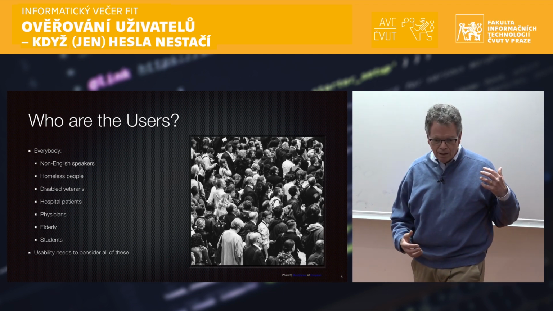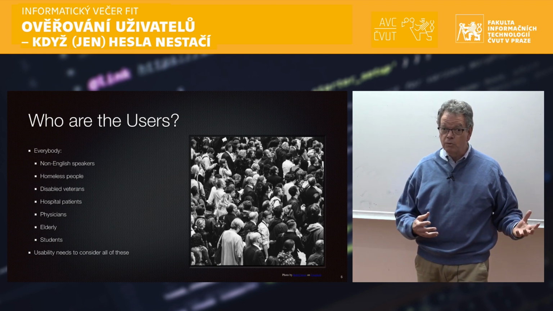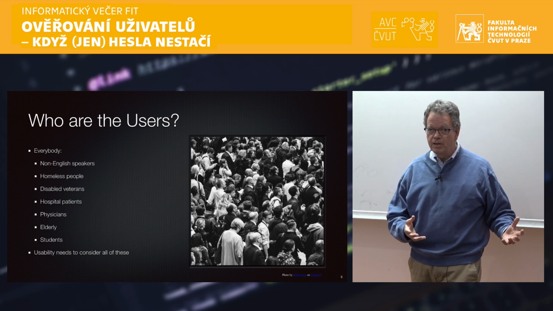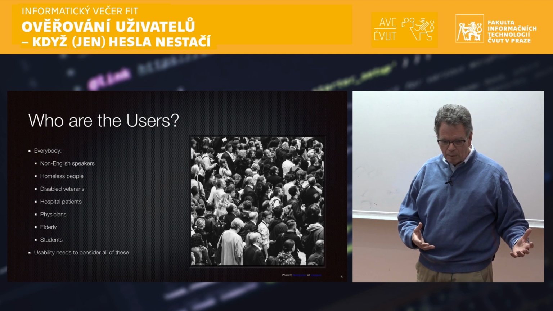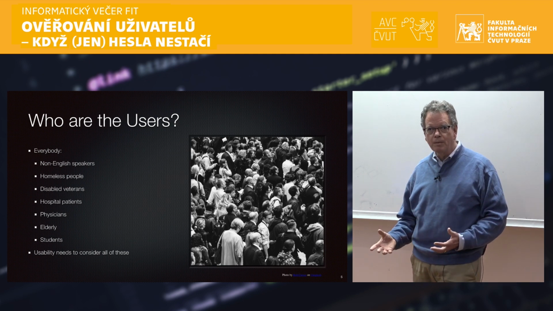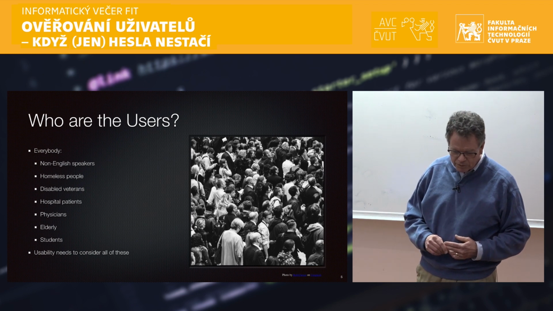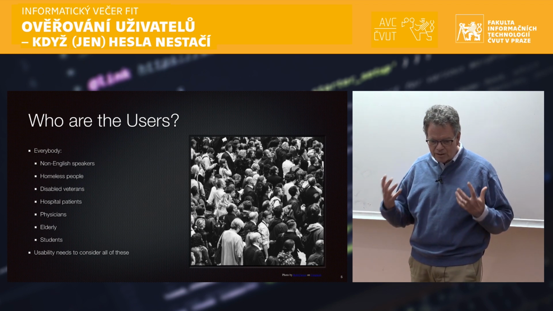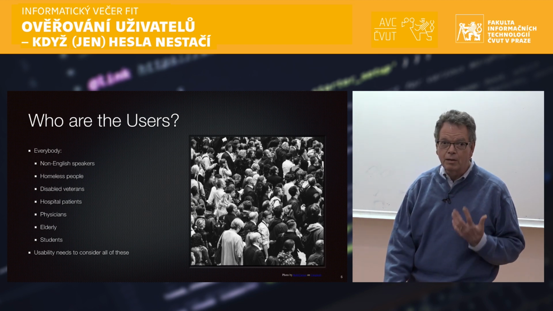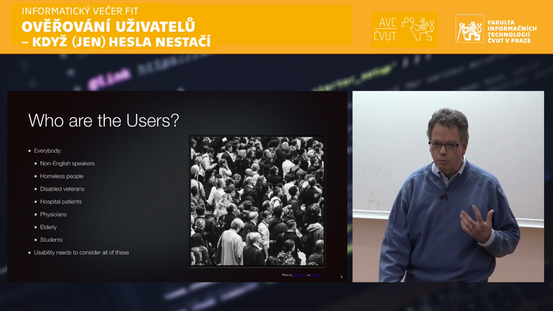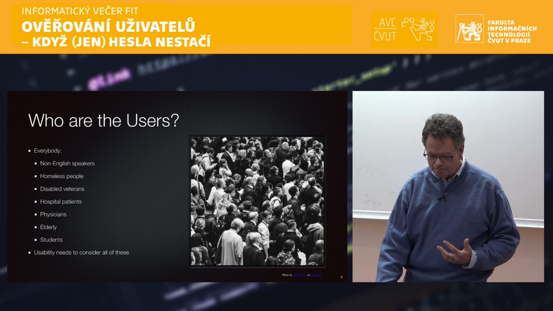There are people that speak different languages. There are people, especially when we talk about government websites where people are applying for benefits, some of whom might be homeless. Some of the people might be in wheelchairs or have difficulty doing things with their fingers. There's just a lot of different sorts of users, and we should think about who they all are, because some of the ones that you don't think about may be the ones that need the most help.